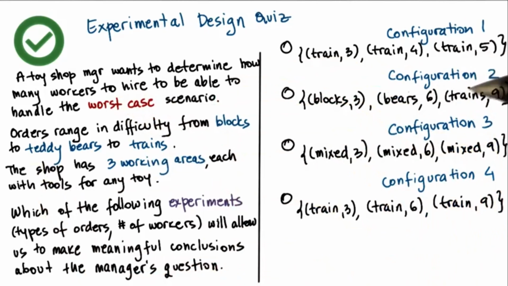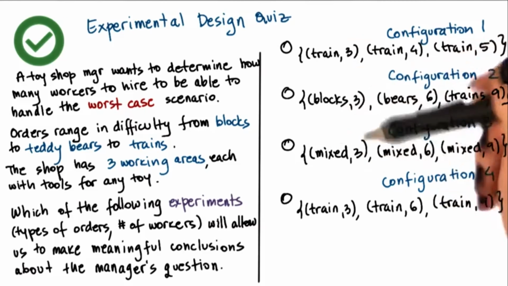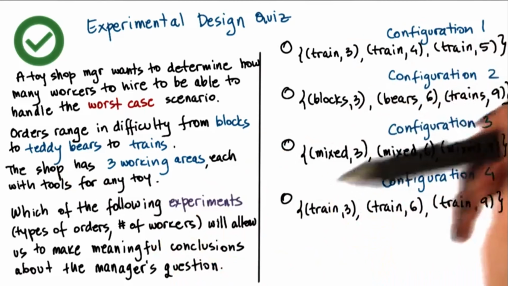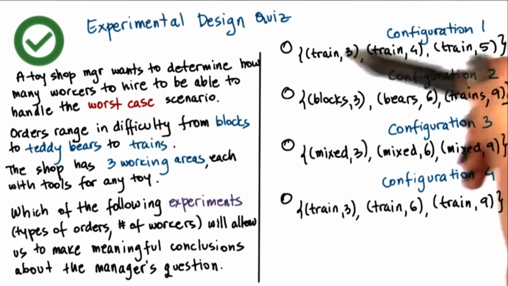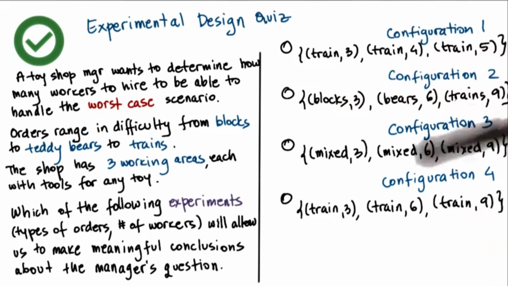If we take a look at the second configuration here, the first trial is an order of blocks. The second trial is an order of bears. The third trial is an order of trains. Again, it doesn't tell us anything about the worst case capacity of the system. This could tell us something, but it really is not the question that the manager is asking.